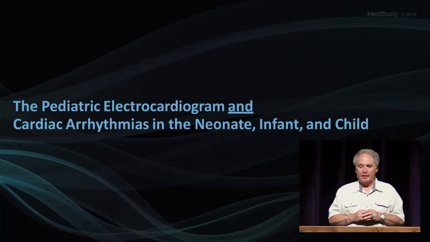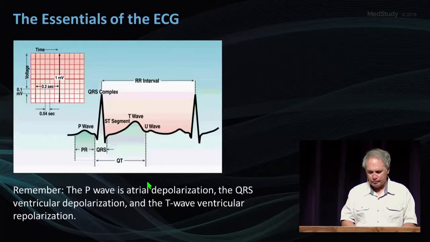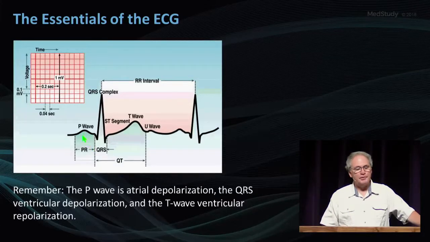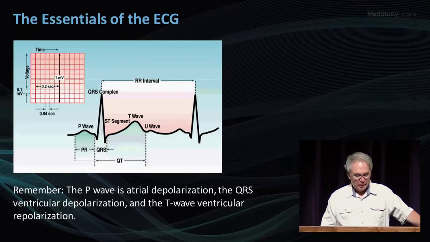Okay, the electrocardiogram and arrhythmias. Let's review. The P wave represents atrial depolarization. The QRS, ventricular depolarization. And really the QT interval and the T wave represents repolarization of the ventricles. Remember, on the electrocardiogram tracing, each big box is 0.2 seconds or 200 milliseconds. Each little box is 0.04 seconds or 40 milliseconds.